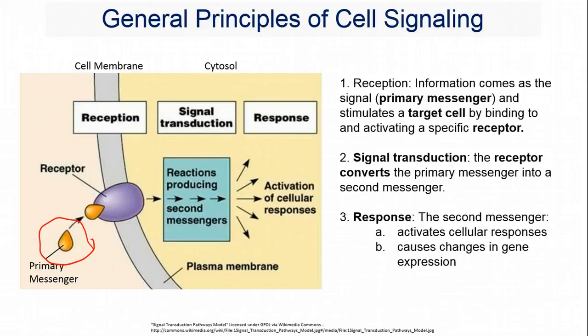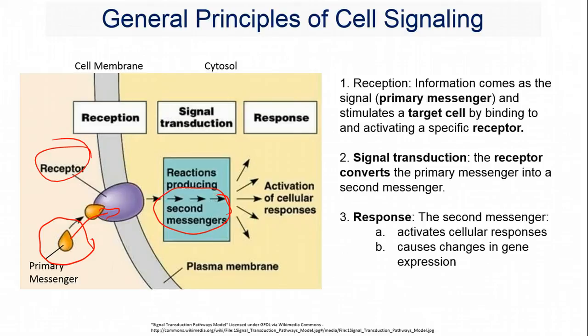Then the next step is called signal transduction. So after the primary messenger has bound to our receptor here, the receptor does what we call signal transduction. Signal transduction is the receptor converting the primary messenger into a secondary messenger. Finally, the third step is a response.